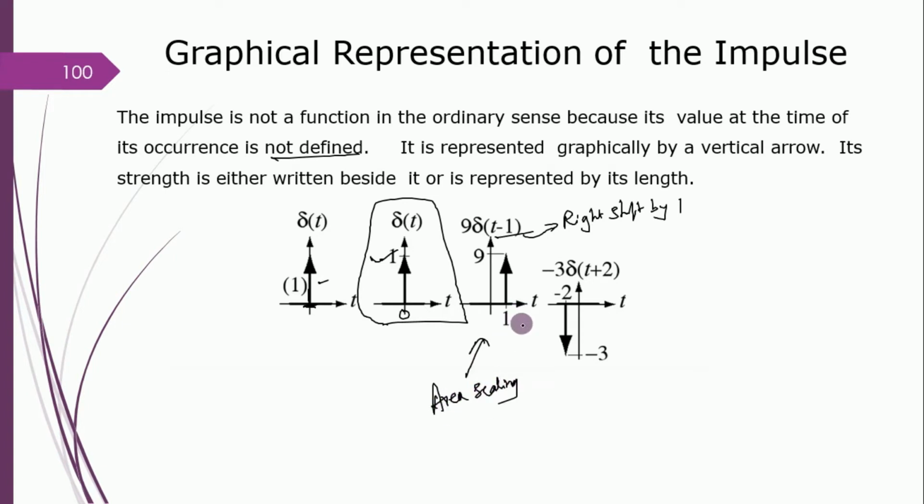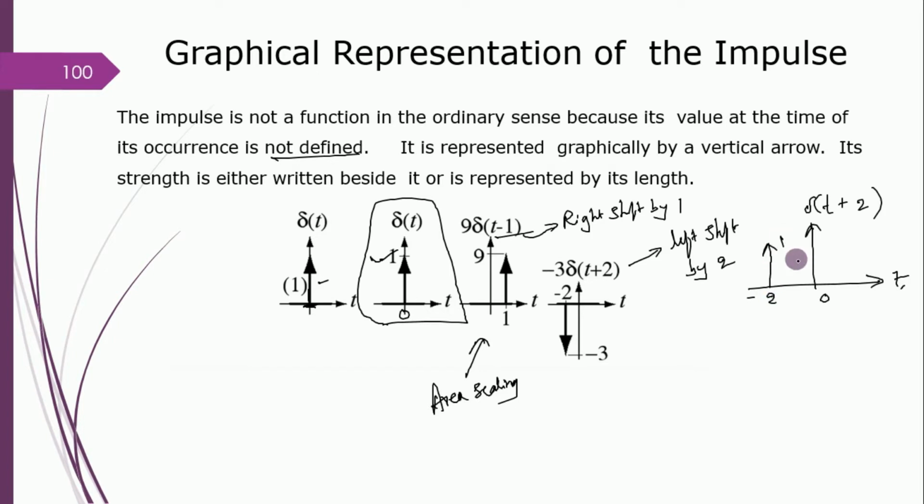We call it area scaling rather than amplitude scaling. Similarly, here delta of t plus 2. How do we write delta of t plus 2? T plus 2 is nothing but a left shift by 2. If I shift delta of t by 2 onto the left, it will come at minus 2. And thereon, I have area scaling again with minus 3, so it is inverted with respect to the time axis with an area of minus 3. That is what is given here.